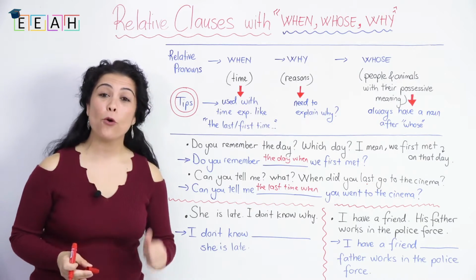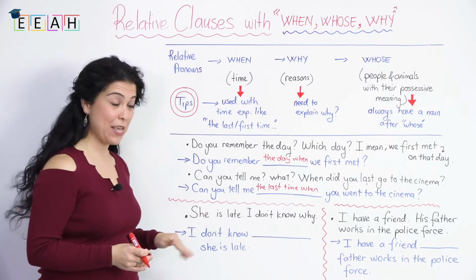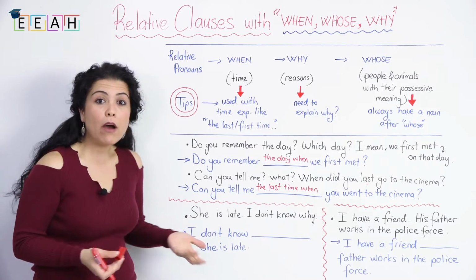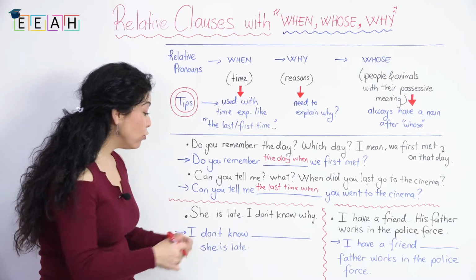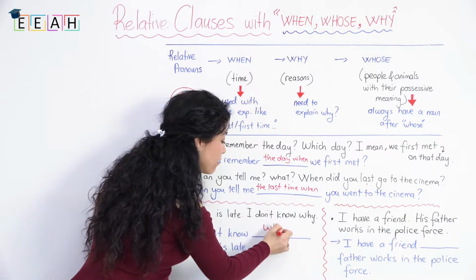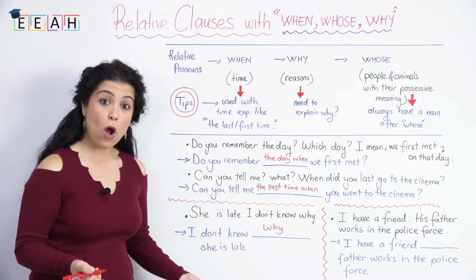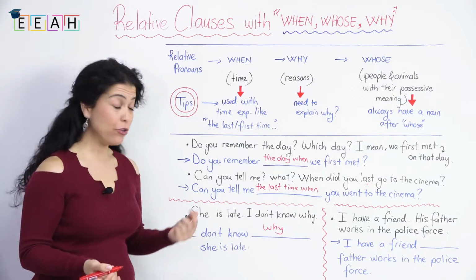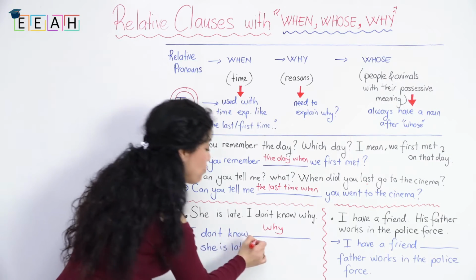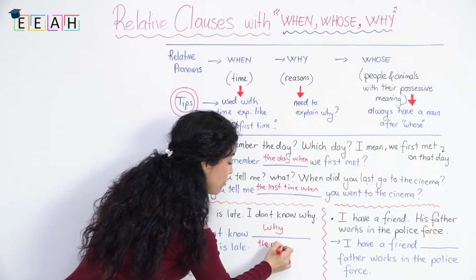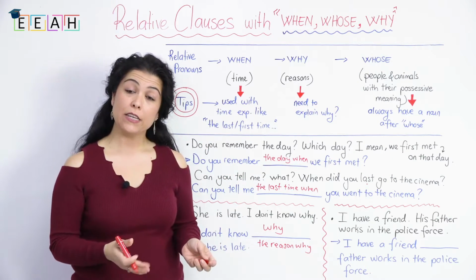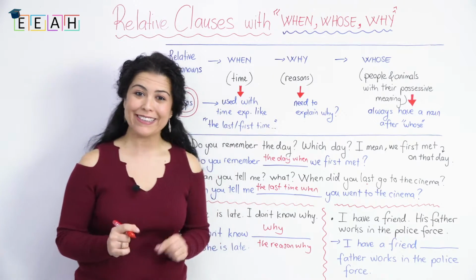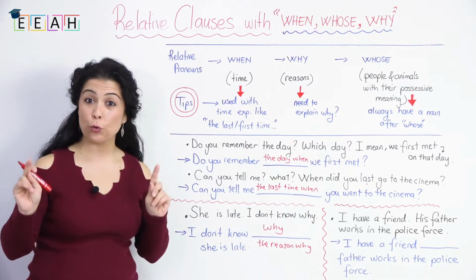And as for why, look at this example. She's late. I don't know why. So let's put these together. I don't know why she's late. Or you can say, I don't know the reason why she's late. They are both correct.